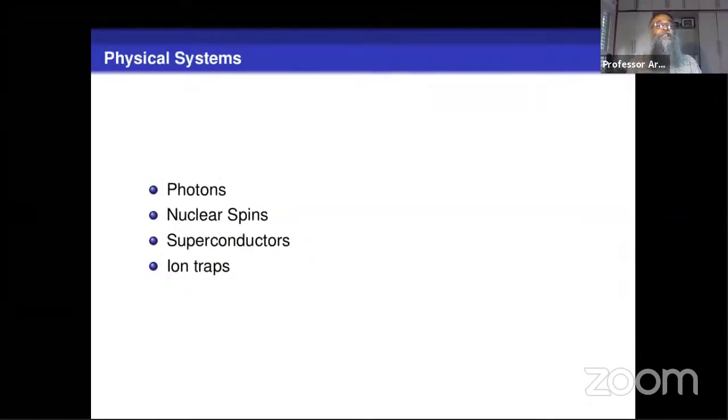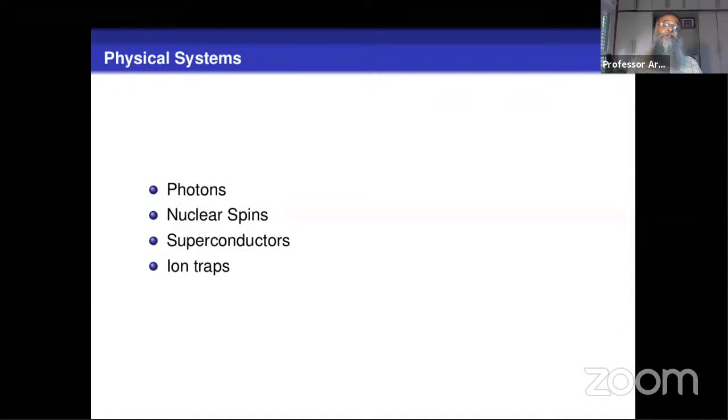The various physical systems which are used for building quantum computers range from photons, nuclear spins, superconductors, ion traps, even other solid state devices. So there are many physical systems which people are trying out to build quantum information processors, and different groups are working on different kinds of systems.